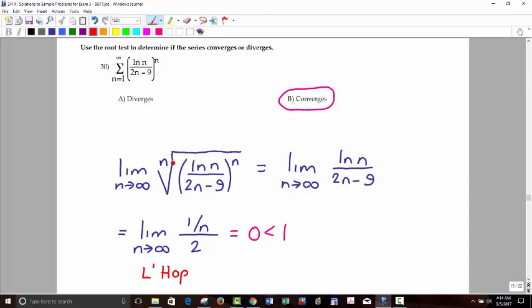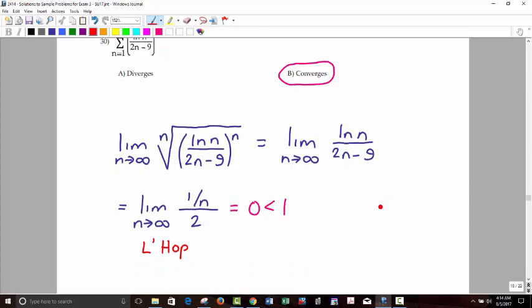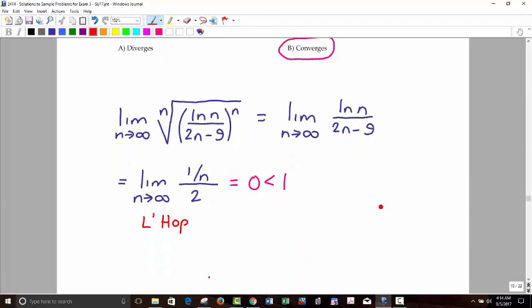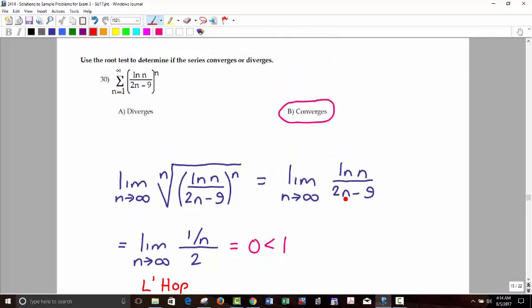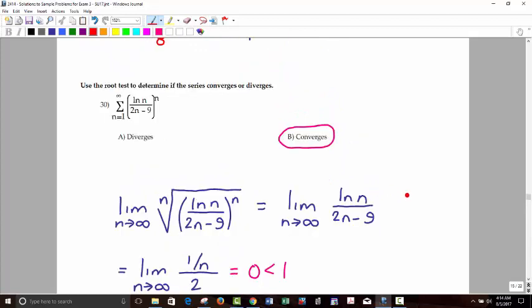Okie doke. So you're just getting rid of that nth power and evaluating the limit of the inside as n goes to infinity: ln of n over 2n minus 9. The derivative, L'Hopital's rule here: the derivative of ln of n is 1 over n. The derivative of the bottom is 2, so 1 over n over 2 goes to 0. So we absolutely have convergence here by the root test.